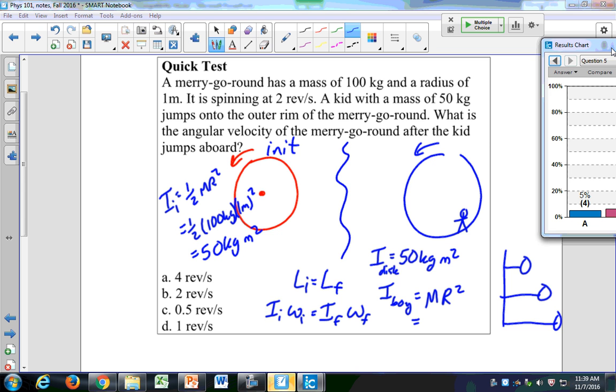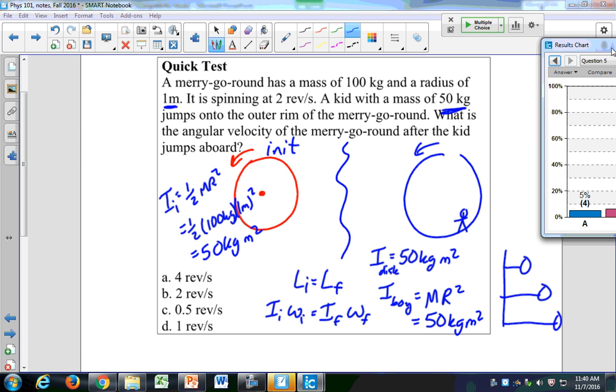And so it works out that the boy, who has a mass of 50 kilograms at 1 meter radius, adds another 50 kilogram meter squared. So when the kid jumps on, it doubles the moment of inertia. So when I go from here to here, I get a factor of 2. So that means when I go from here to here, what's going to happen to the angular speed? Is it going to increase or decrease? It's going to decrease by what factor? 1, 2, 3, by a factor of 2.